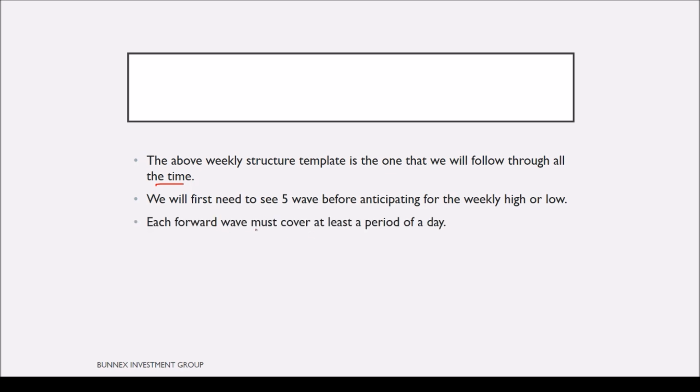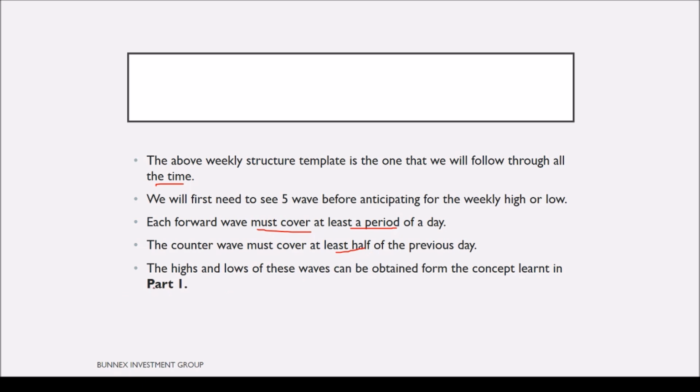Each forward wave, for instance, from 4 to 5, must cover at least a period of a day. The counter wave must also cover at least half of the previous day. But in some instances, they can be presented as choppiness regions. So the highs and lows of these waves, which are basically the highs and lows of days, can be obtained from the concept we learned in part 1.